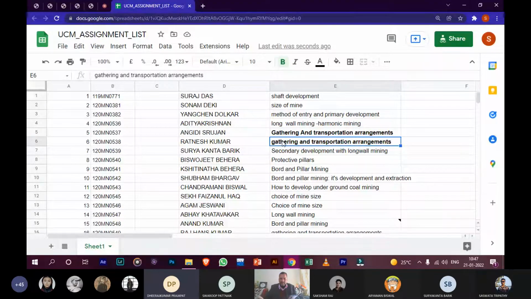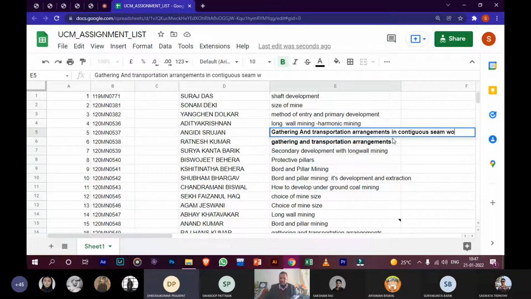Both are absent. Then CR, you read it. It is written gathering and transportation arrangements. Now you note down there. For Angadi, you give it gathering and transportation arrangements in contiguous seam workings. All are underground coal, so underground coal need not be written.